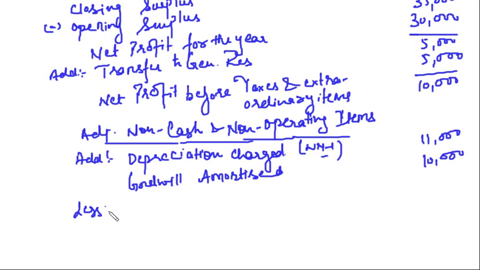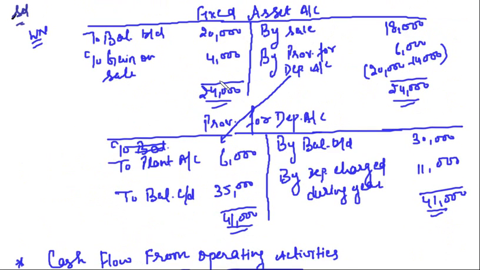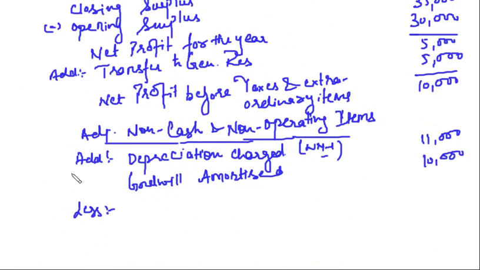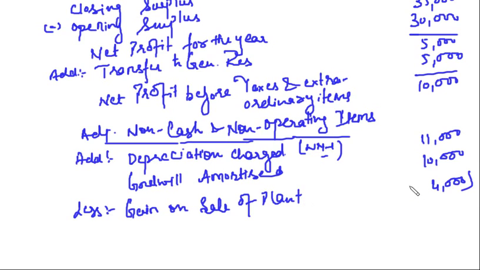Anything to be subtracted here? If you see the plant account or the fixed asset account, you see the gain on sale of fixed asset. You deal with this while calculating the cash flow from operating activities. The sale of fixed asset, sale of plant is not an operating activity. Therefore, the gain we will subtract from operating profit. Subtract gain on sale of plant. How much is the gain? 4,000. Clear?